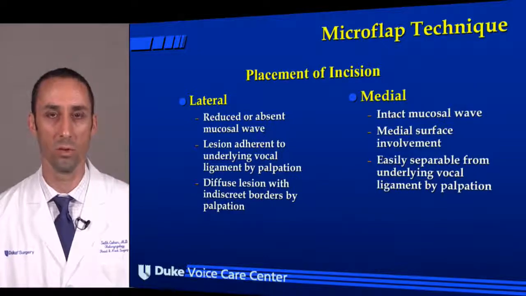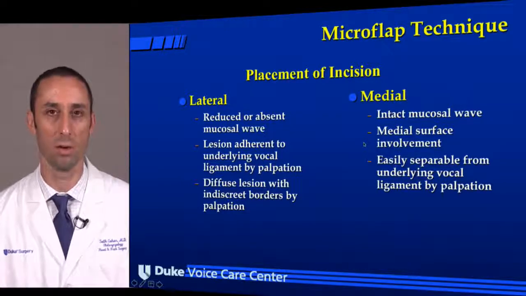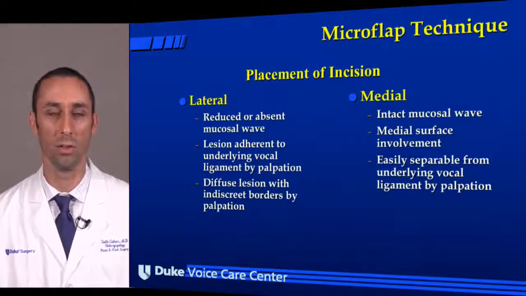If your mucosal wave is more intact, if the lesion is more along the medial surface and seems to be easily separated from the vocal ligament, then you want to make an incision that we call a medially based incision, which is right next to that lesion. If you make your incision more laterally, you're going to have to dissect through a lot more normal tissue, and again, our goal is to disrupt as least amount of normal tissue as possible to get the best results.